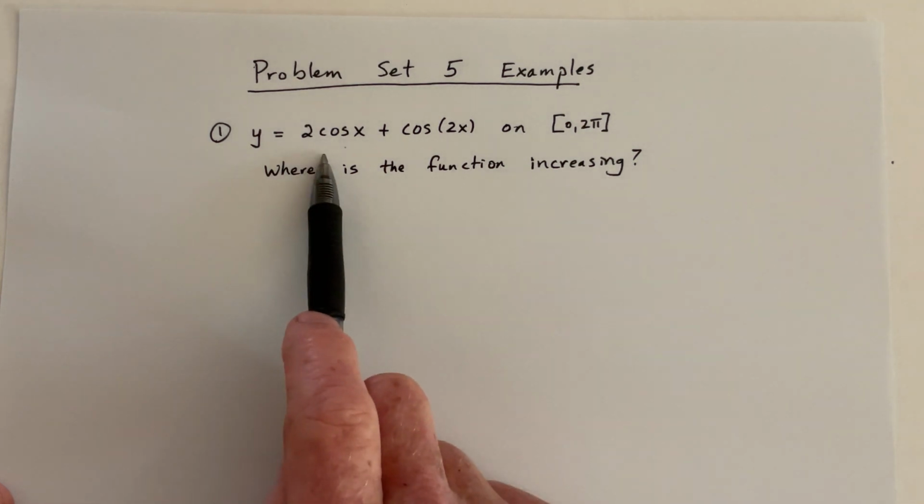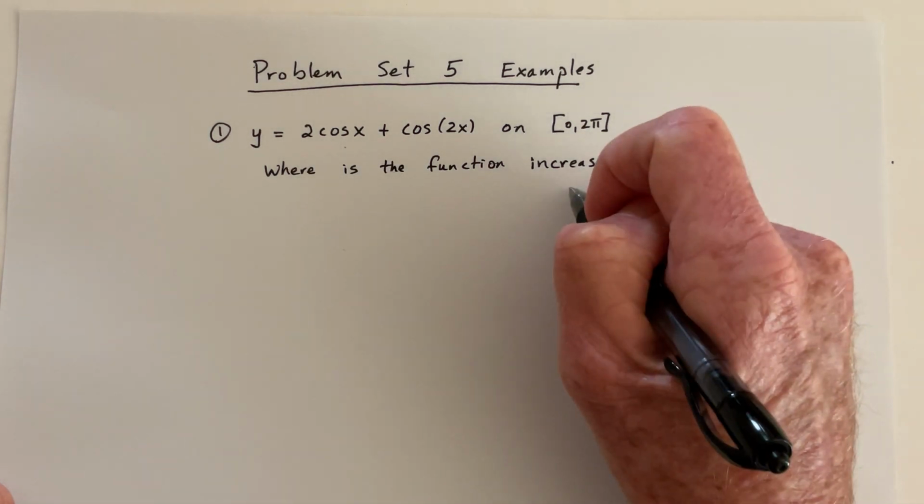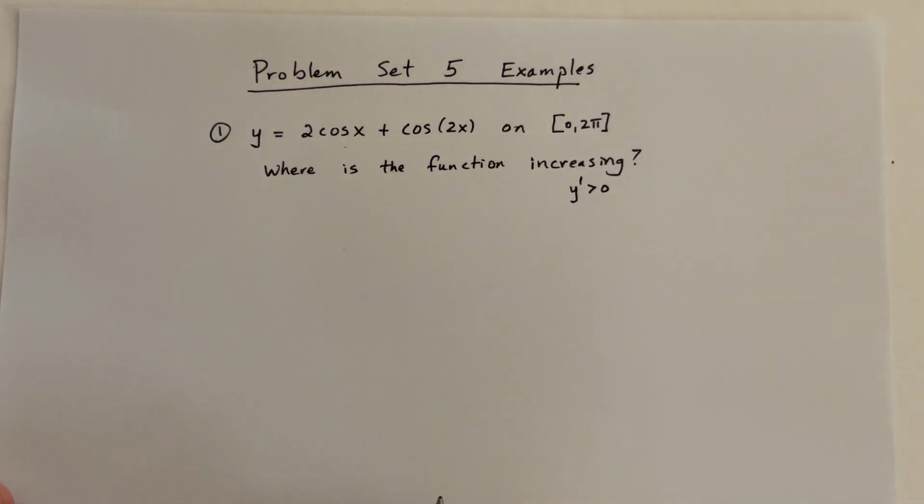First of all, we have this trig function and where is it increasing? So increasing means the derivative is positive. So I will need to take the derivative, set it equal to 0 and solve for x.